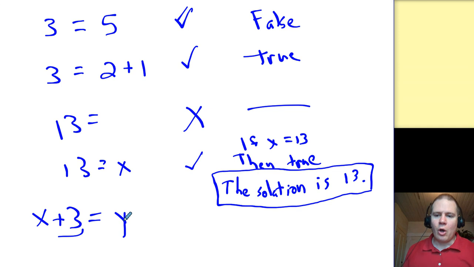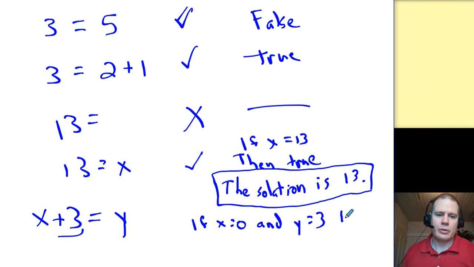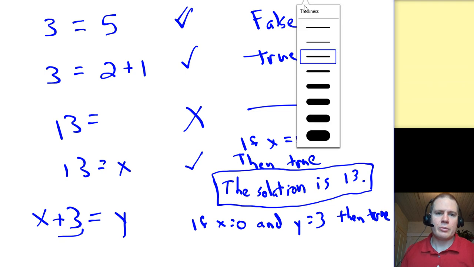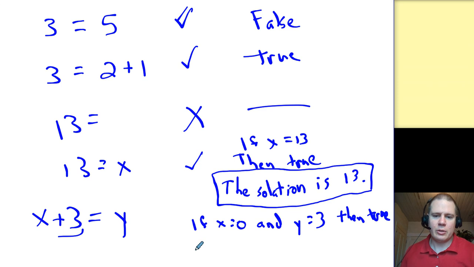Over here, what's a solution? Well, if x is 0, 0 plus 3 has the same value as 3. So if x equals 0 and y equals 3, then it's true. Let's make this skinnier here.